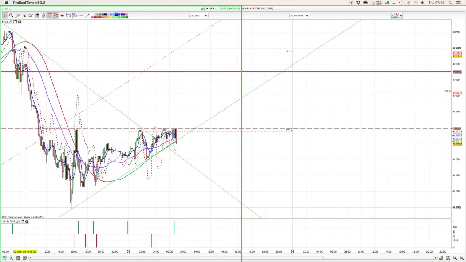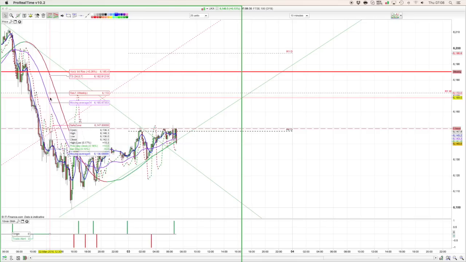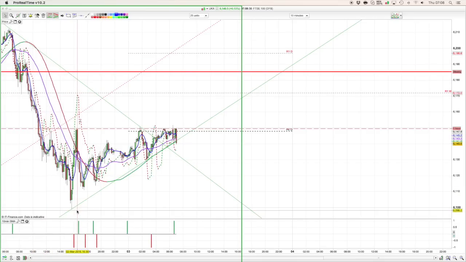To be honest, having had that fall yesterday from 6210 down to 6100, the bounce was probably mostly driven by the dividend hunters. We had a 13-point divvy yesterday, so they would have come in for that. And as you saw at 4:30, just after the bell, we fell back down to 6110.